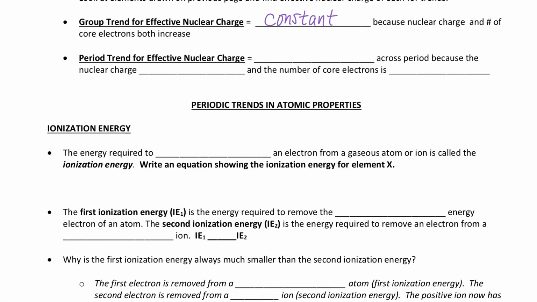That's because the core electrons and the total number of protons are going to increase, right? So as we go down a group, we add more core electrons, we add another energy level of electrons that are filled. Because that happens along with the increase of our number of protons in the nucleus, we're going to keep that constant. All right. Period trend for effective nuclear charge. We're going to cross our period left to right. What happens?